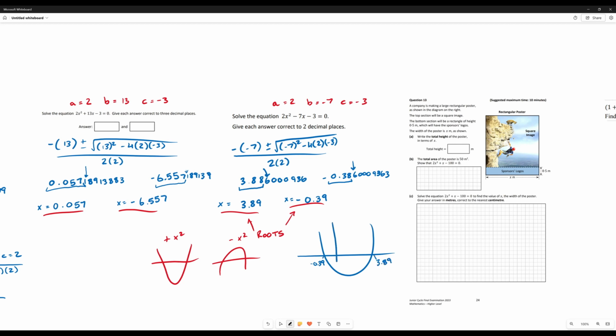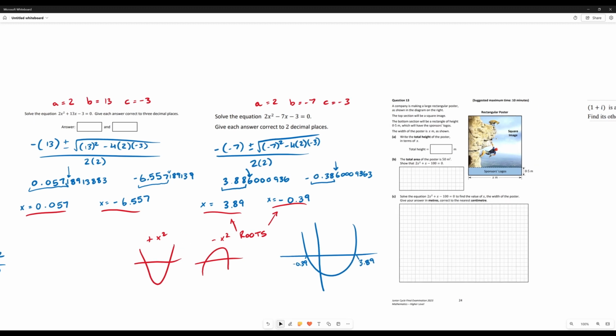So the y-axis would be somewhere like here, right? That's what you're finding. You're finding the roots. You're finding out where it crosses over the x-axis. The smaller number is always on the left on the number line. That's why I put the minus one on the left and the plus on the right. Yeah, so that's what this actually is.